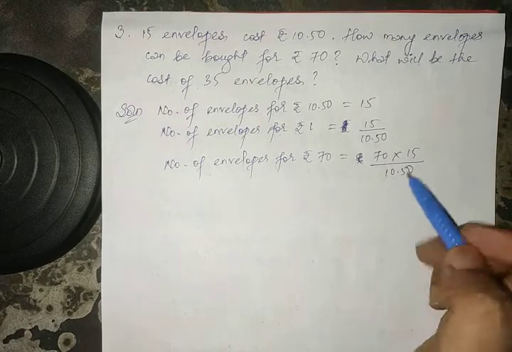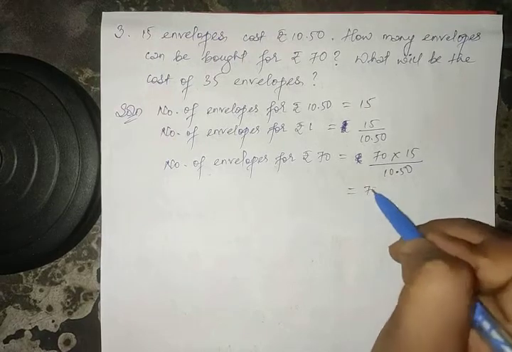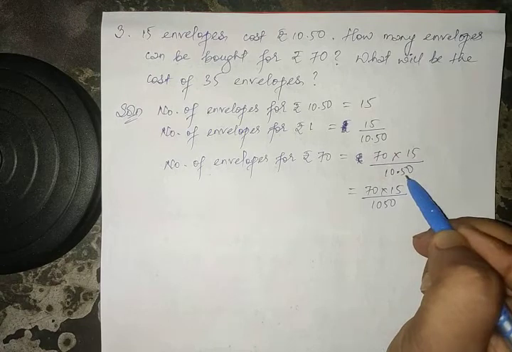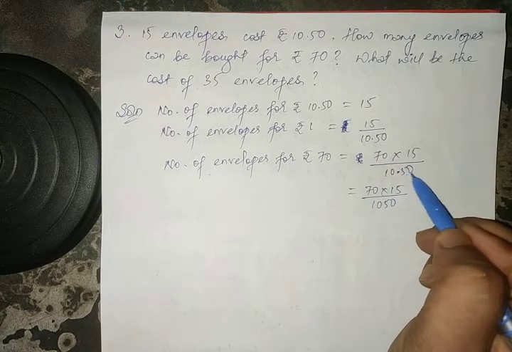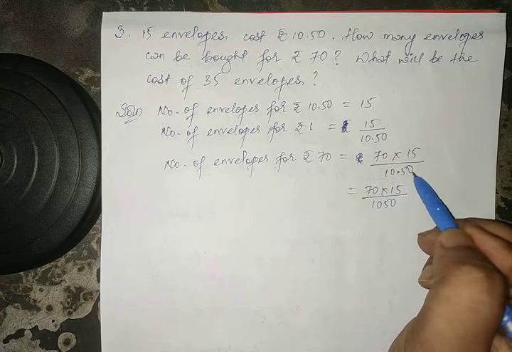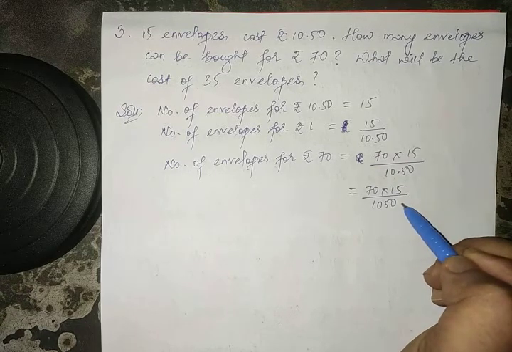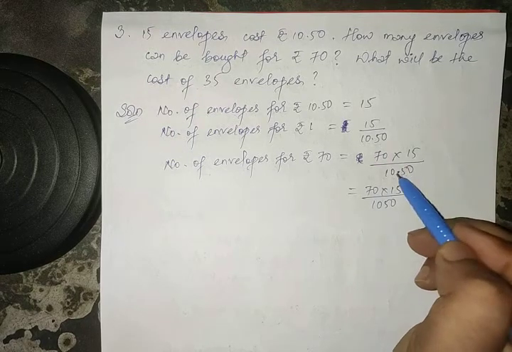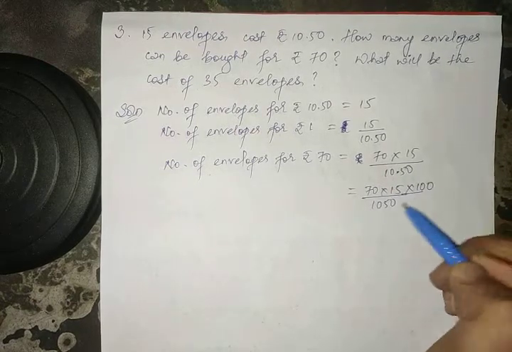So as you can see there is a decimal point, right? So we'll remove the decimal point. We have 70 into 15 and 1050. Now if you are removing the decimal point, then what do we have to do? We have to multiply with the number of digits after the decimal point, right? So here how many digits are there after the decimal point? 2, right? That means you have to multiply with 100. And where will we multiply? Not in the denominator. We'll multiply in the numerator because this decimal point is in the denominator part. So here you have to multiply in the numerator with 100.